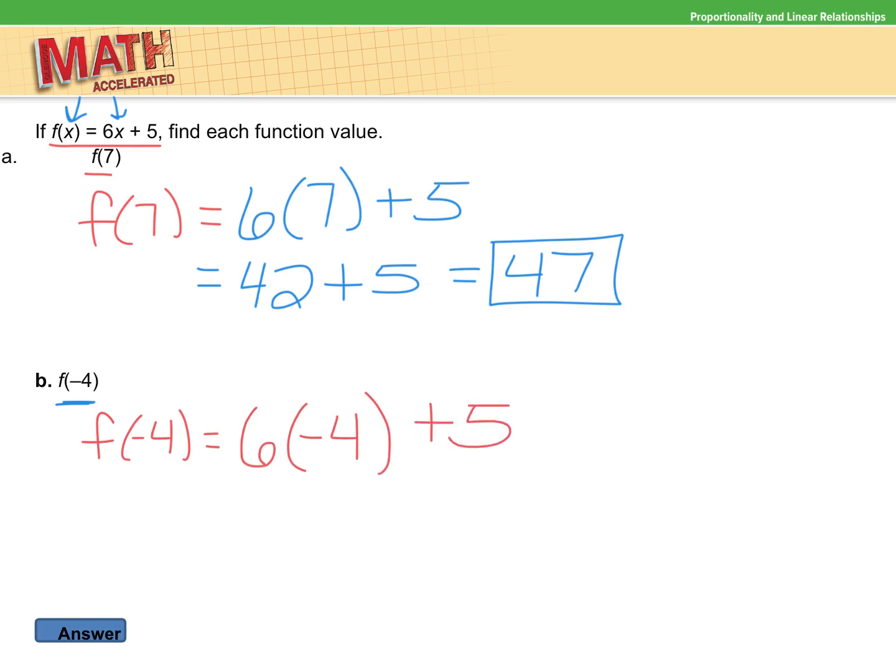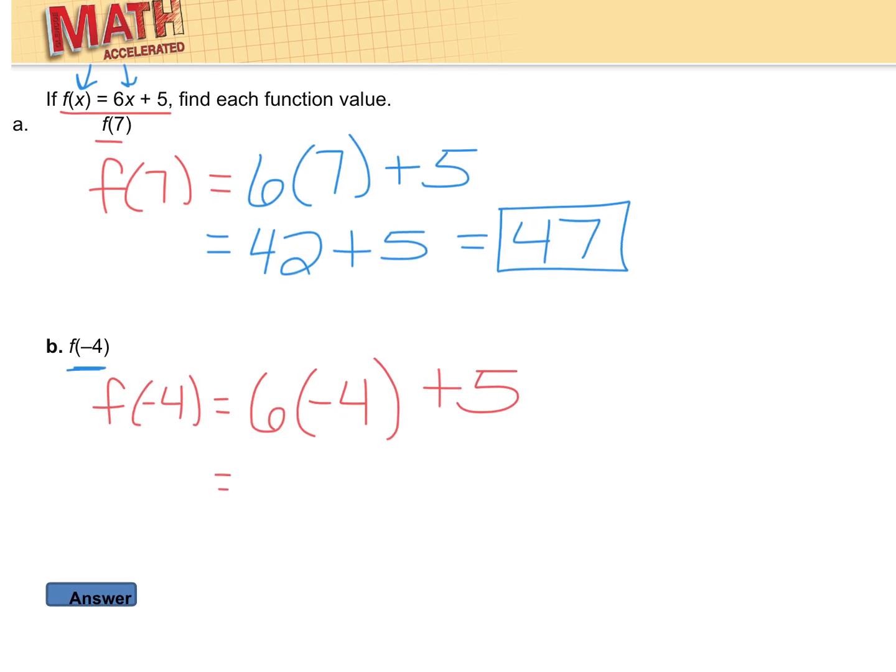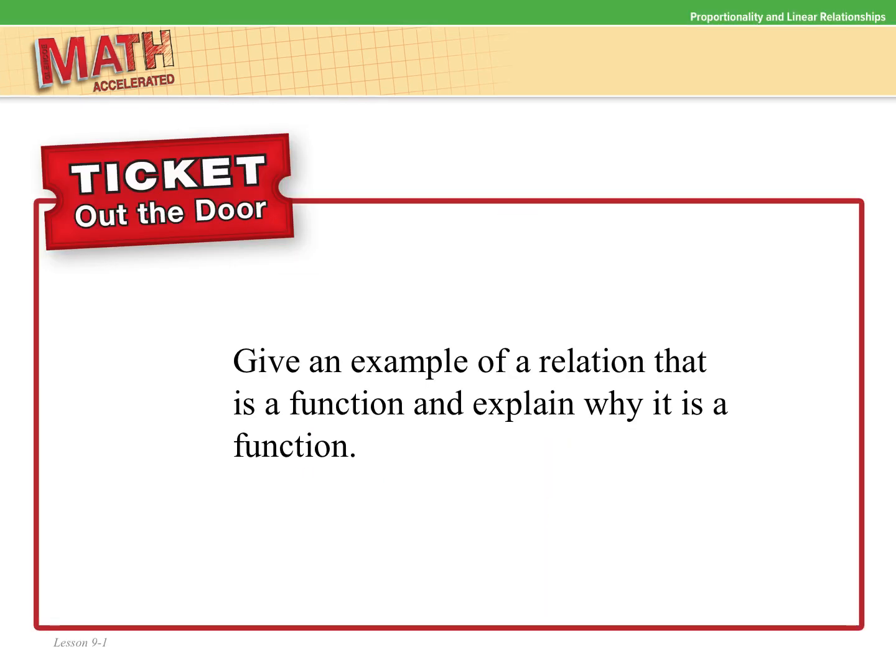We're still using the same function, but now I'm plugging in negative 4. What do I do first? Negative 24 plus 5 equals negative 19. Okay. So every time I plug in negative 4, what should I get? Negative 19. Okay. Go ahead. We had more. Oh yeah. Okay. Never mind.